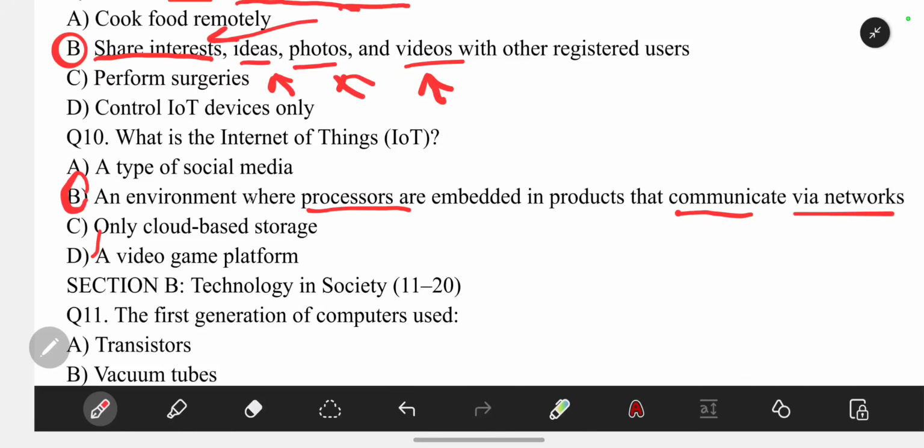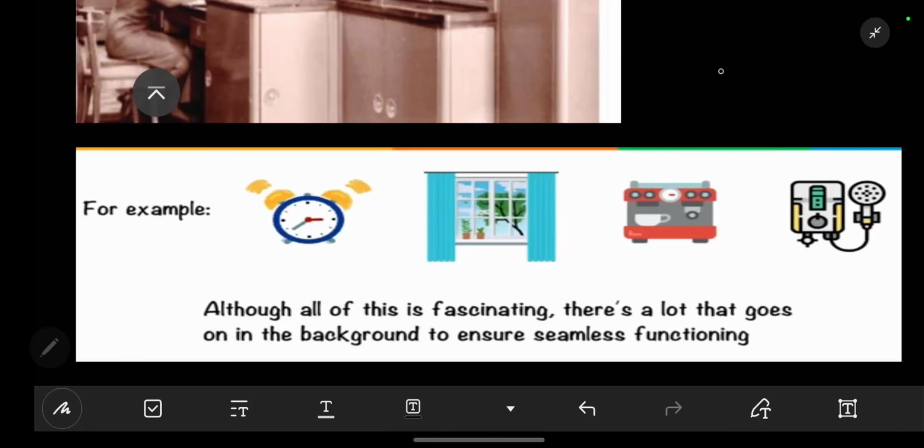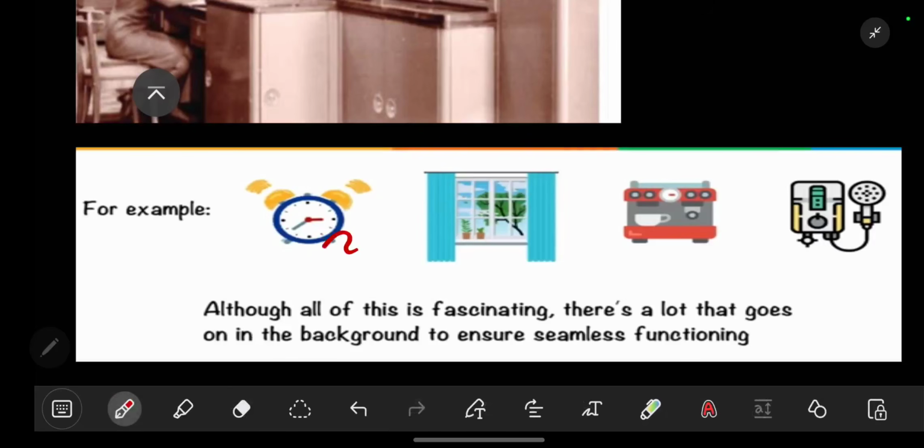It's the internet. Remember, on the internet, we are sharing resources. Now, with the Internet of Things, other things are able to connect with each other. So this is very, very important as it has got an application. So this is how the Internet of Things operates.